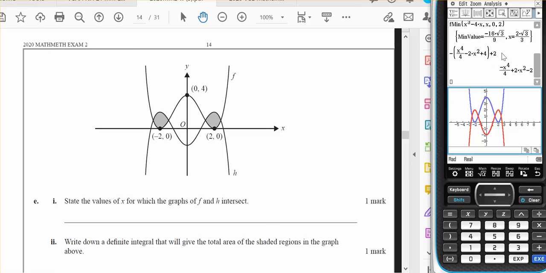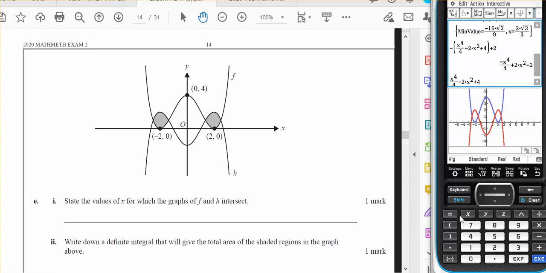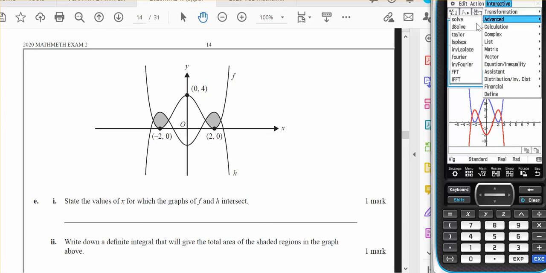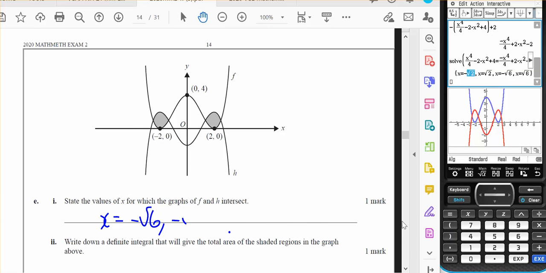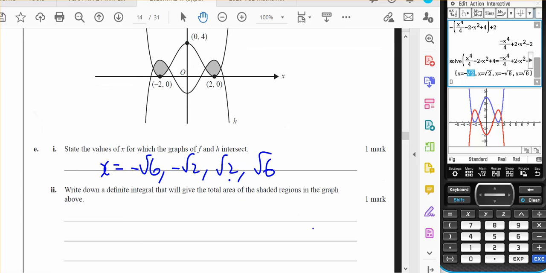So I'm going to have my original equals to this, and I'm going to go interactive, solve. There are only 4 answers, so I don't need to put a restricted domain in. And I get plus or minus root 2, plus or minus root 6. So x equals minus root 6, minus root 2, root 2, root 6 are going to be the 4 intersection points. Okay, so these areas are identically the same.